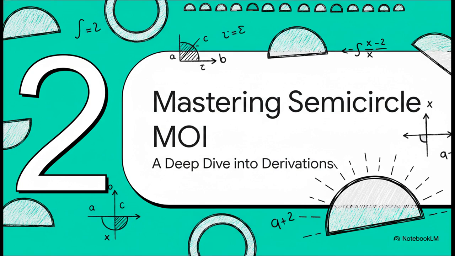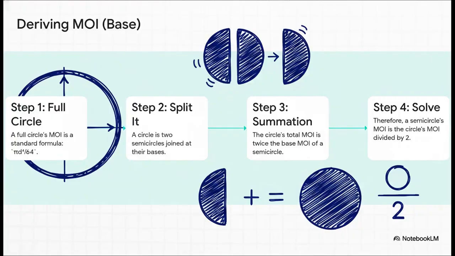Okay, let's level up. We're moving on to a slightly trickier shape, the semicircle. But don't you worry, we're going to break this down so you understand exactly where its formulas come from, step by logical step. First things first, how do we find the moment of inertia of a semicircle about its flat base? The logic here is actually super simple.